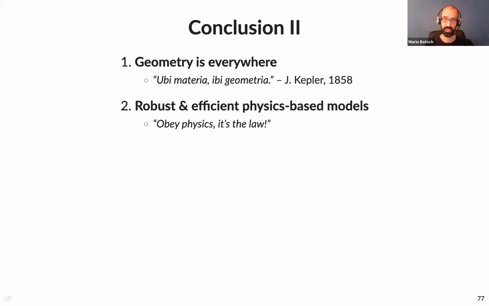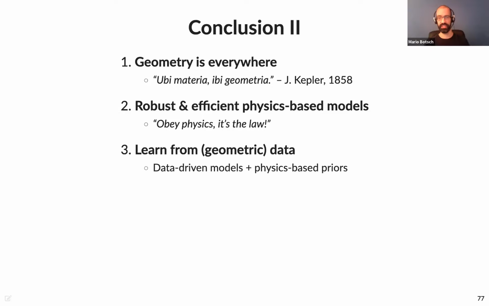And the third ingredient, like geometry and physics, the third ingredient is data. Only geometry is not sufficient. Geometry and physics doesn't work because the stuff that we want to simulate is too complicated to do in real time. We have to learn from data. Only learning from data also is not sufficient. So you have to combine learning and physics to find data-driven models that are regularized by physics-based priors.